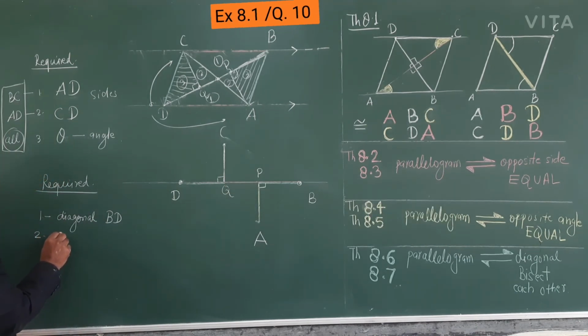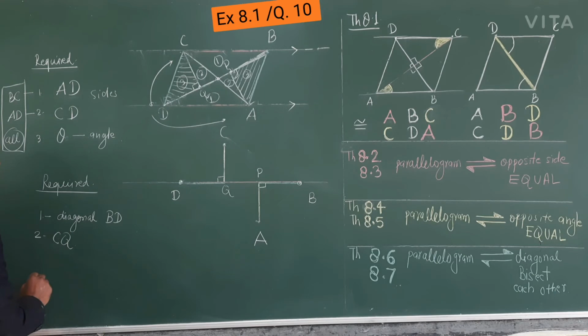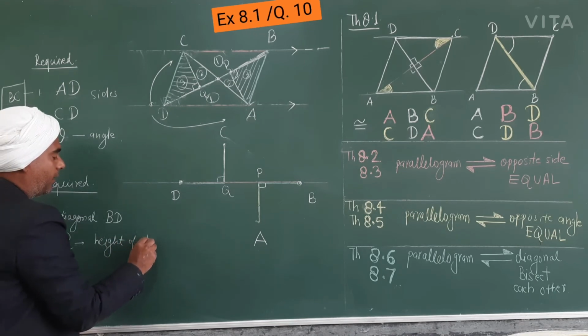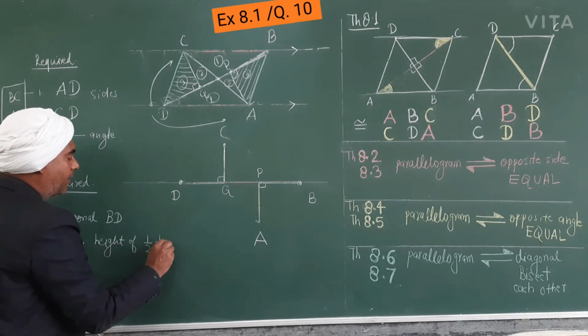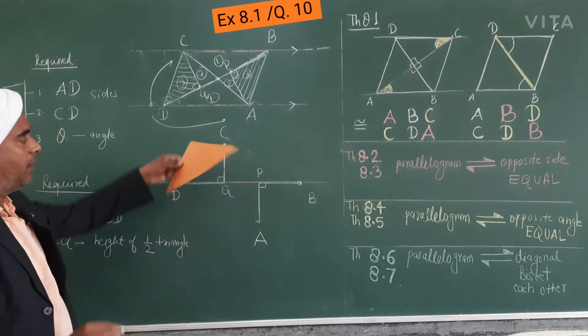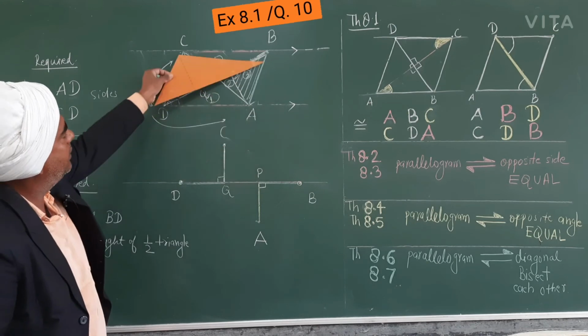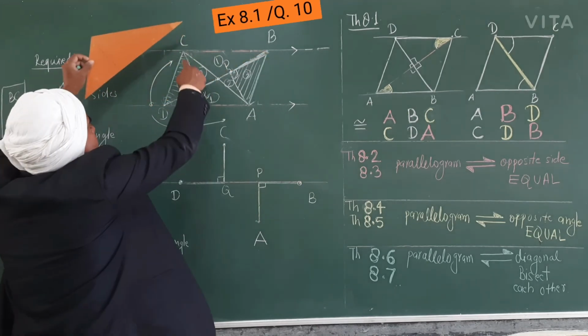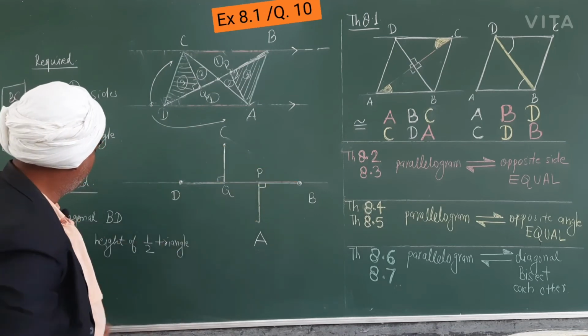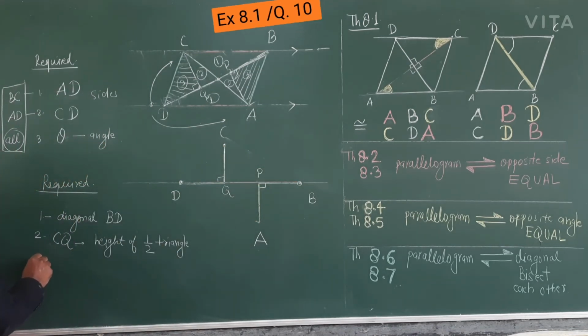So CQ is actually the height of the half triangle. Yes, because this is the half triangle. This, and we should know this height. This. Okay. The third thing is what?